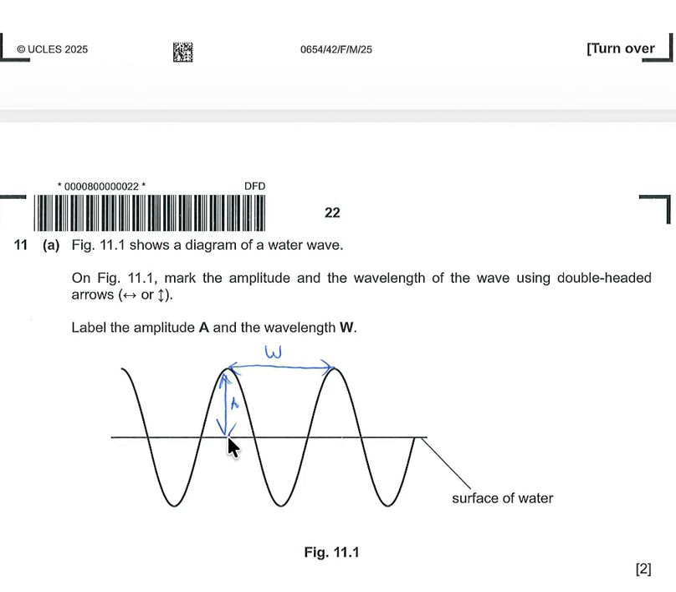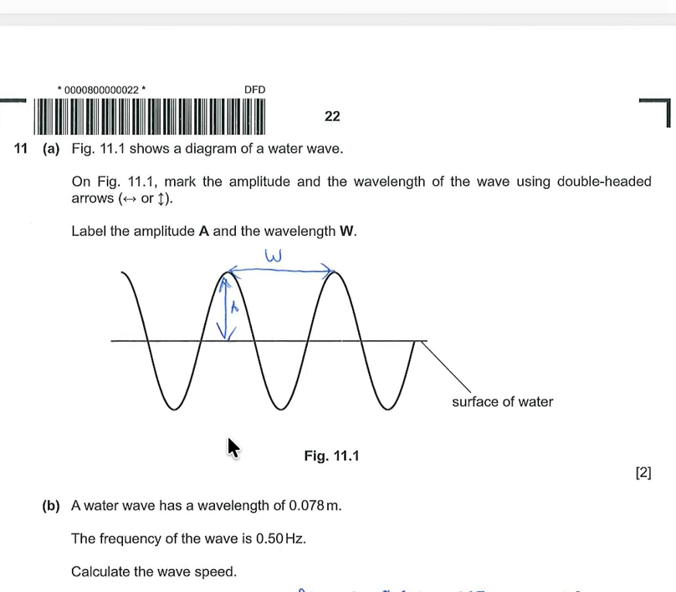Speaking of which, CIE's favourite equation is this one. A water wave has a wavelength of 0.078, and we're told the frequency of the wave, and we're being asked to calculate the wave speed. I've seen this come up in so many different papers. It's really repeated, and I think this is because in the waves topic there aren't many equations. I'm not making any guarantees at all, but just like electromagnetism, there's very few equations in there. You can usually predict the kinds of questions that are going to be asked.